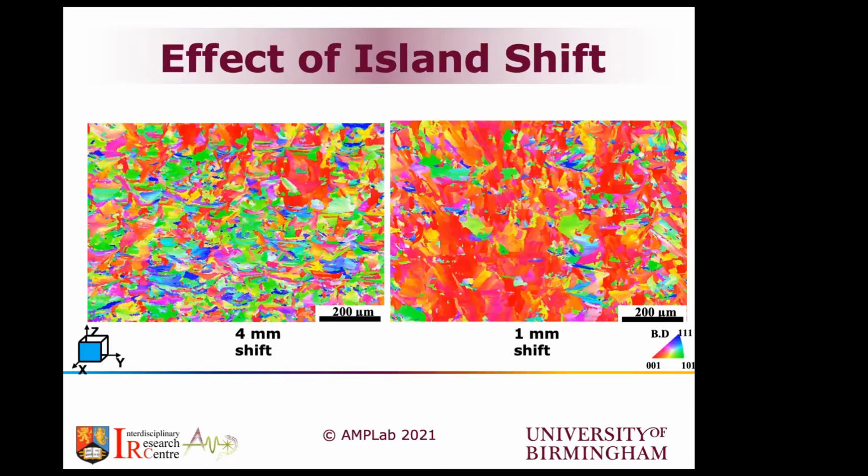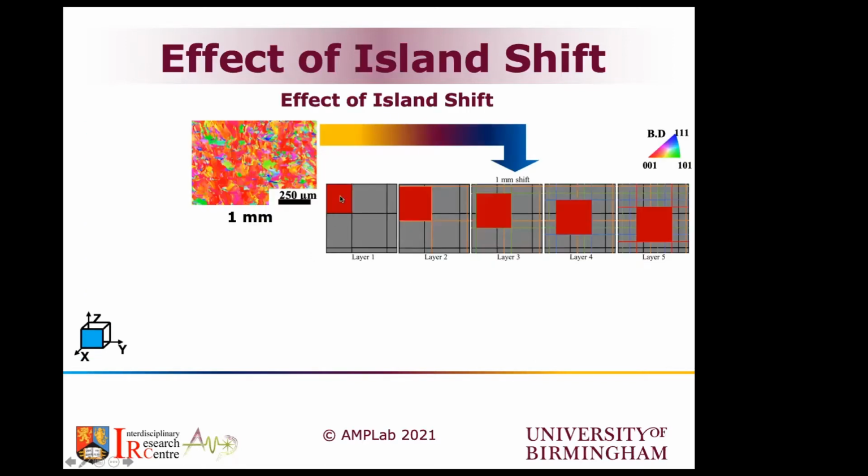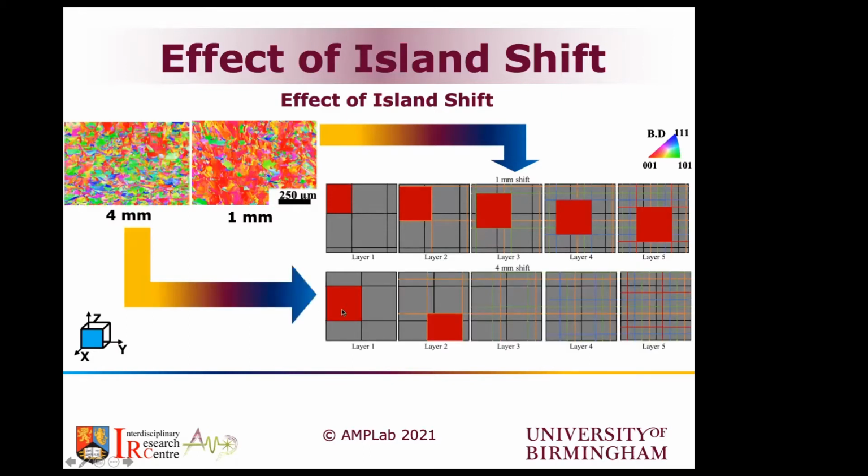And that's potentially easy to explain. When you have a 1 millimeter shift, you basically move just a tiny bit from one layer to the other, so you keep the thermal footprint moving between the layers. Whereas if you do a 4 millimeter shift, you jump out of sight completely, you move a little bit far away. So the thermal heat input is no longer easy to build up as you keep moving from one layer to the other.